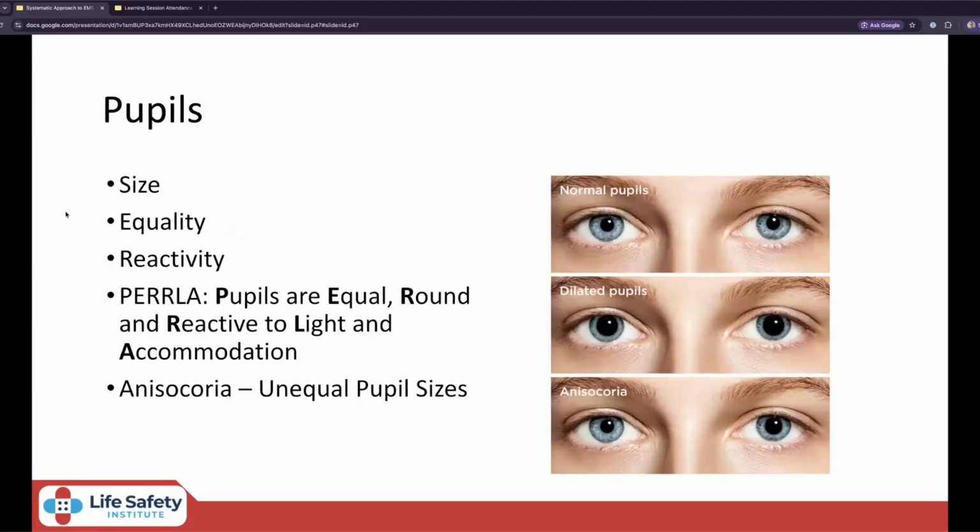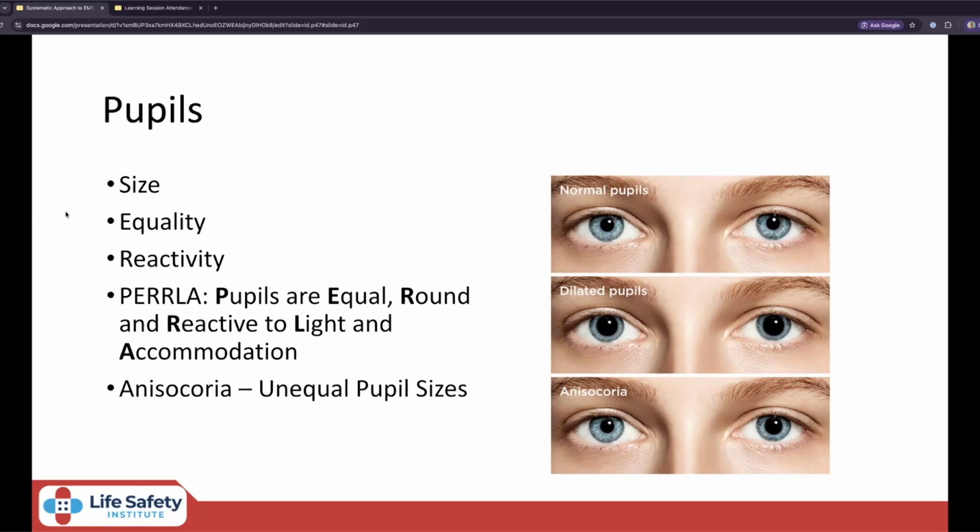Pupils, which we talked about. So we're looking for a few things. Size: are they small? Are they large? The pen lights have a little scale on the side, and those circles are the different sizes. They're in millimeters. We're also looking for equality. We want the left and the right to be matched, the sizes matched, and the speed at which they dilate and constrict matched. And if these are abnormal, there's something going on.